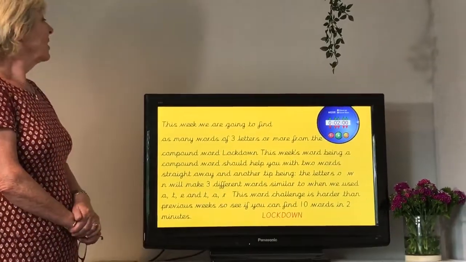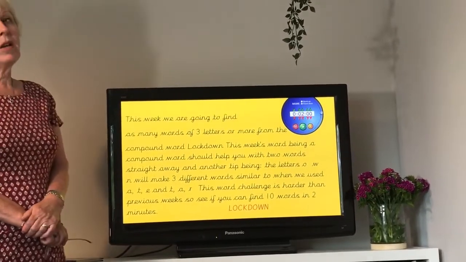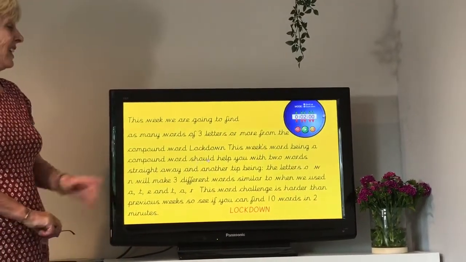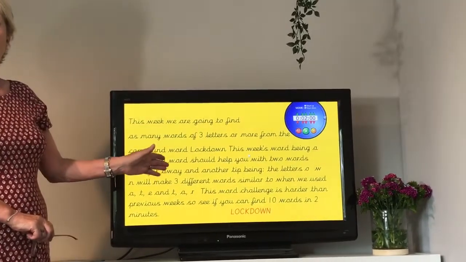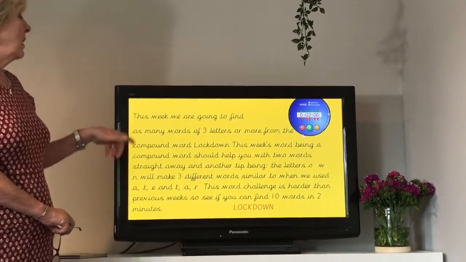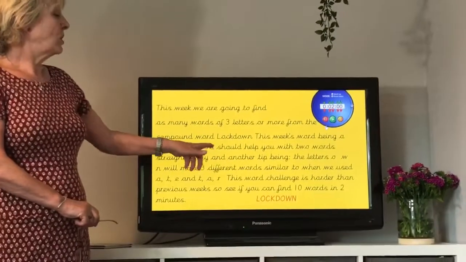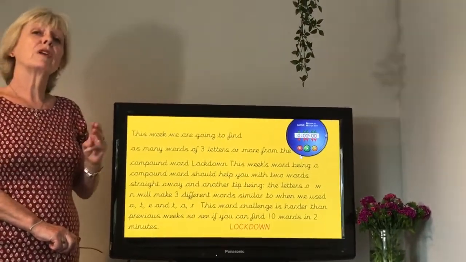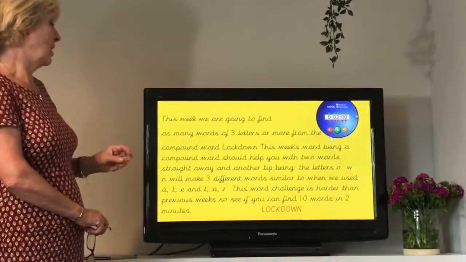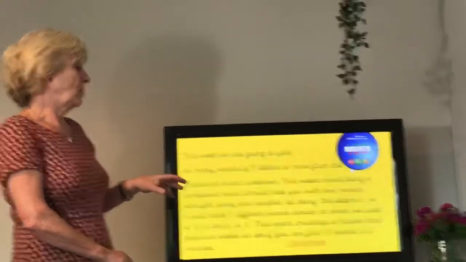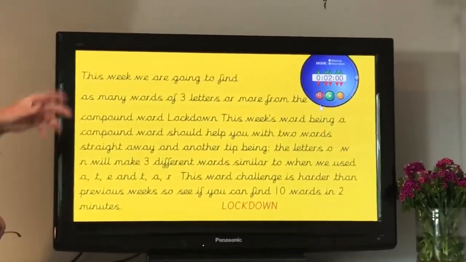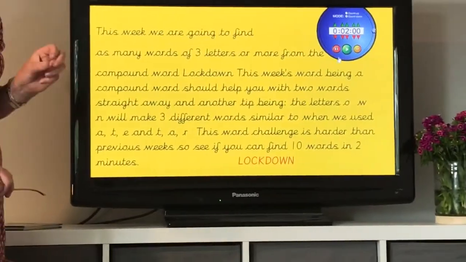And this week the word you're going to use is a little bit harder. It's called lockdown. Very topical at the moment, isn't it? Now, lockdown is a compound word, so straight away you should get two words from that. And another little tip is the letters O, W and N make three words, very similar to how we use TAR and ART. It is harder though, because it only has one vowel. So have a go. You've got 2 minutes to find as many words as you can. Off you go.